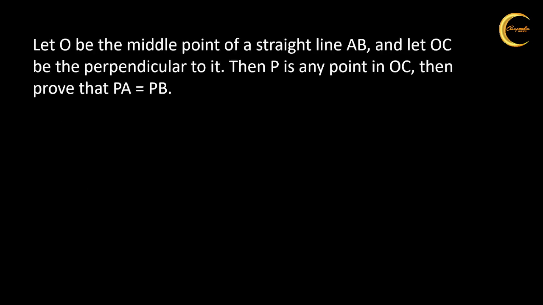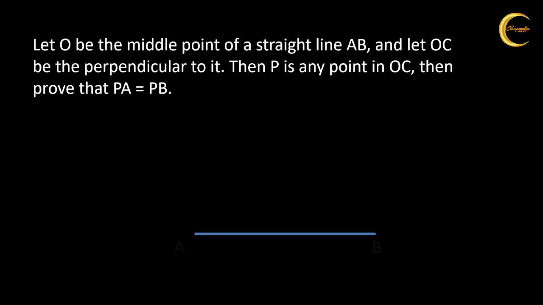So now come to our next problem, and this is a very interesting problem. Let O be the middle point of a straight line AB, and let OC be perpendicular to it. Then P is any point in OC. Then prove that PA equals PB. If you see the diagram, then you can understand perfectly.